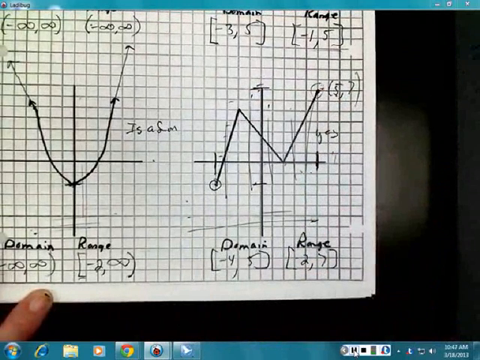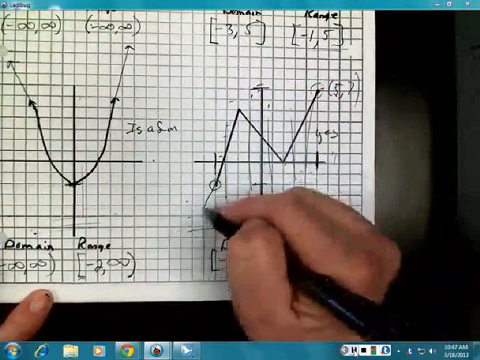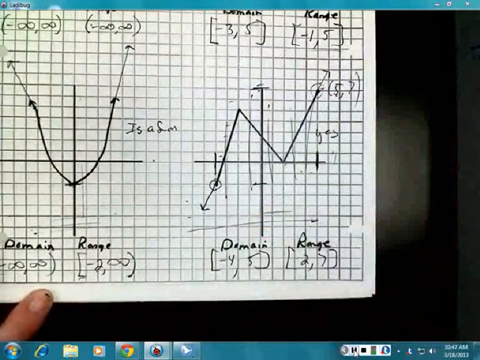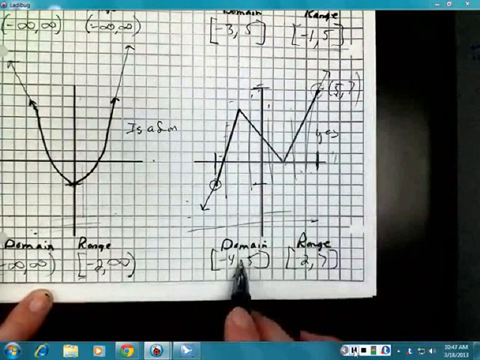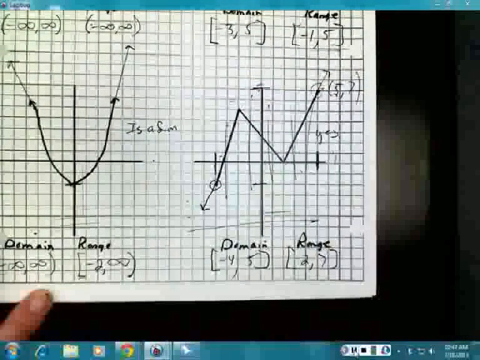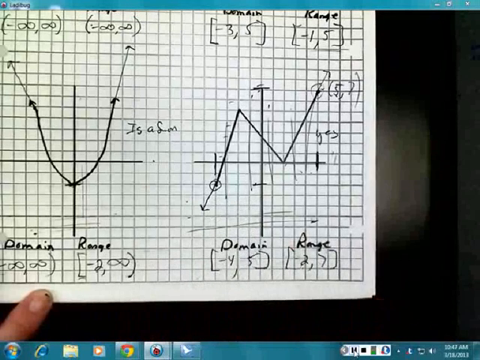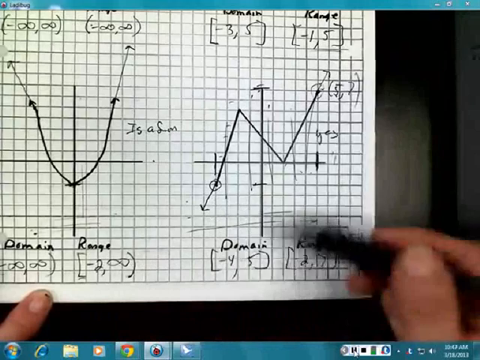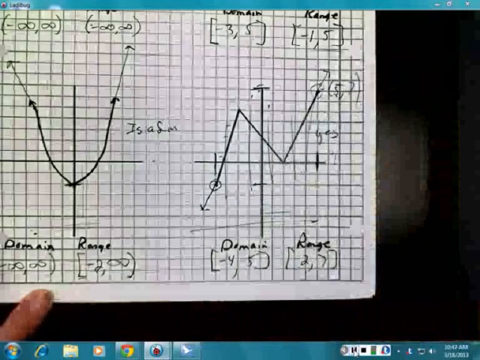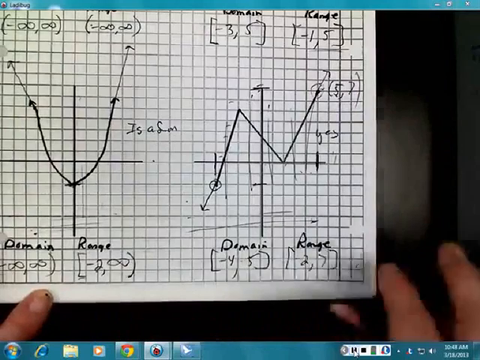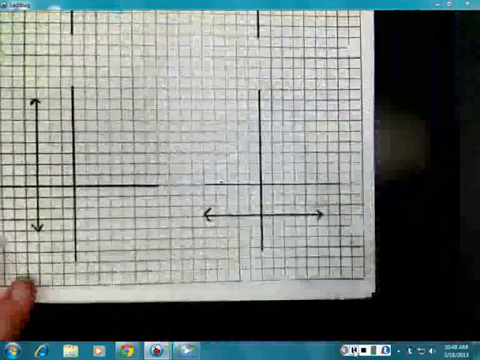And so that would be my answer to that one. Okay? Now, if this would have had a continuation on it with arrows, how would that change things? Then my domain would be negative infinity to positive infinity, because it never ends. And my range would also be negative infinity to positive infinity. So arrows mean it goes on indefinitely. Okay? All right. What if we took a look at these guys?